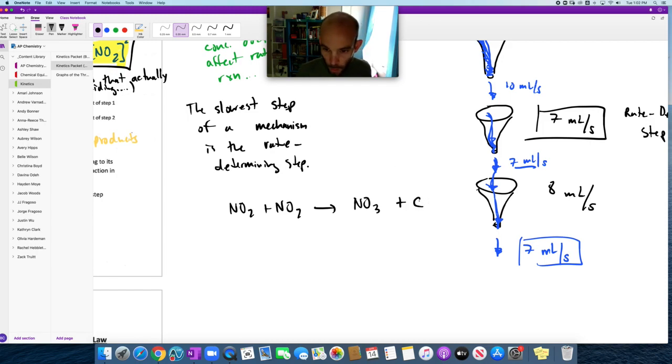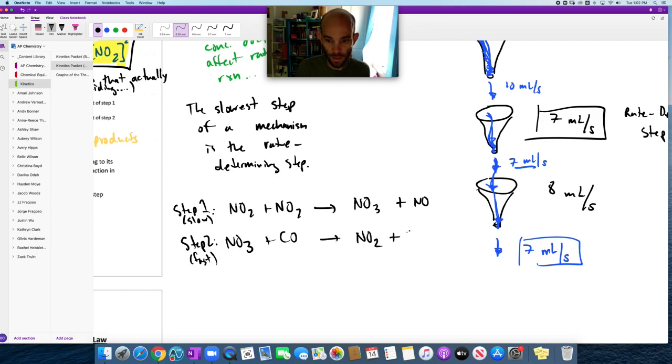Oops, sorry, NO. Okay, so that's step one. Step two. Remember, that's the slow step, the rate determining step. This is the fast step. Okay, and then we get some NO2 and some CO2. Let's add these together and see what we get. All right, here's all of the reactants.